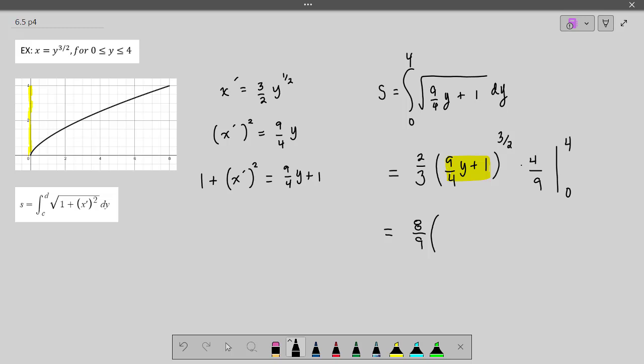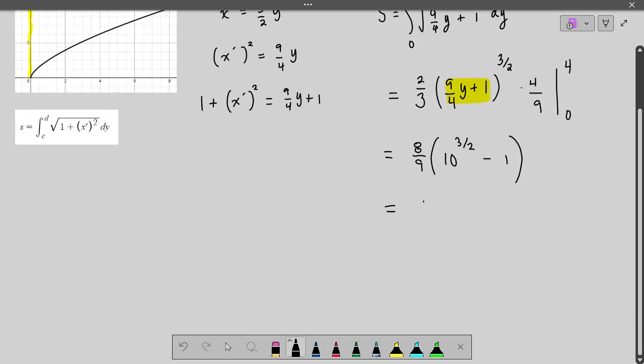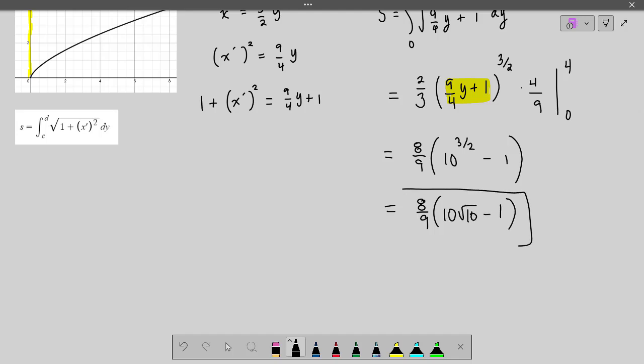We plug in our upper limit of 4. We're going to get 10 to the 3/2. Then we plug in our lower limit of 0. 0 plus 1 to the 3/2 is 1. And then that's totally fine as an answer, but the better way to write this would be 10 root 10 minus 1. I would accept either, but the power of 3/2, usually we like to get rid of that if we can. We'd write it as 10 root 10.